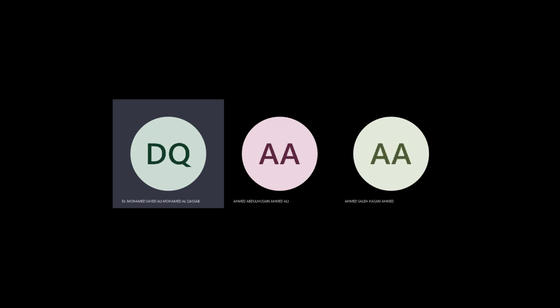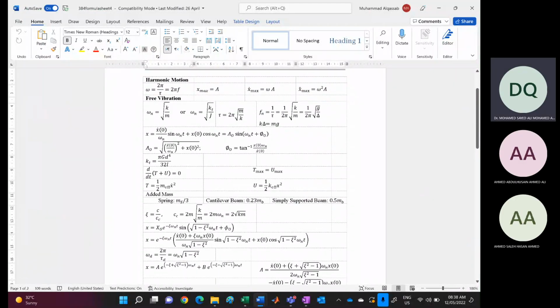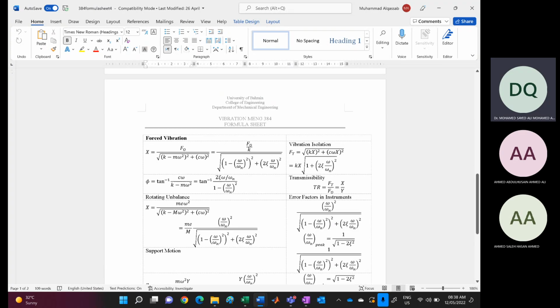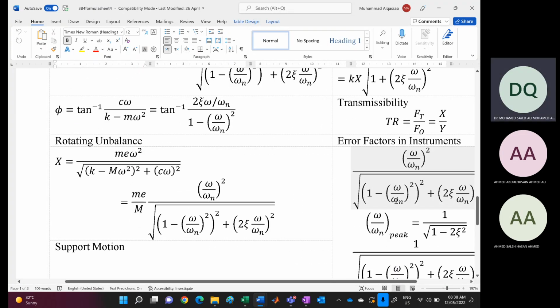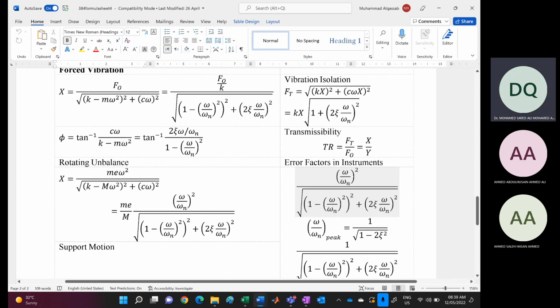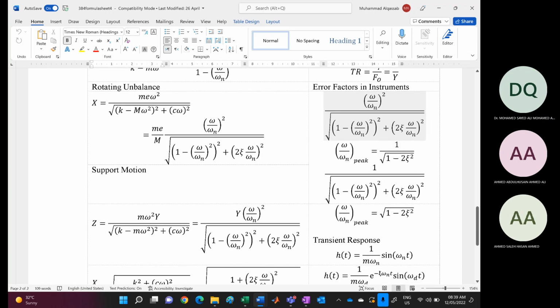Okay, sharing screen. This is the formula sheet, 2 pages, as you know. The second page is for the forced vibration. And this includes chapter 2, chapter 3, chapter 4, and that's it.